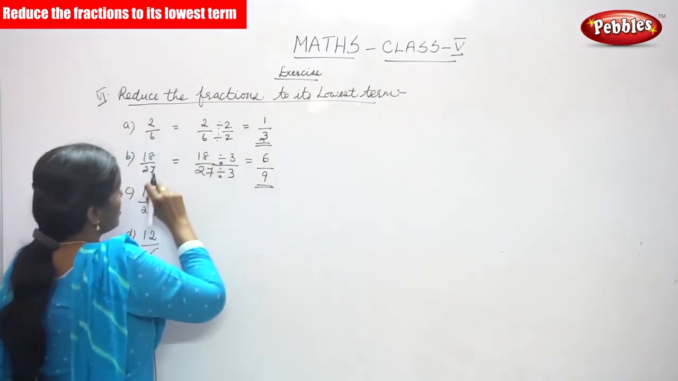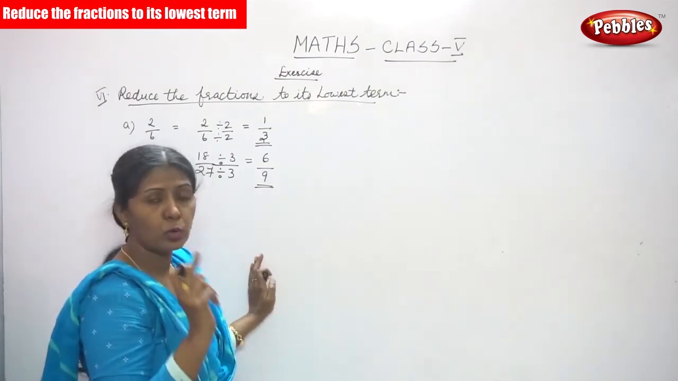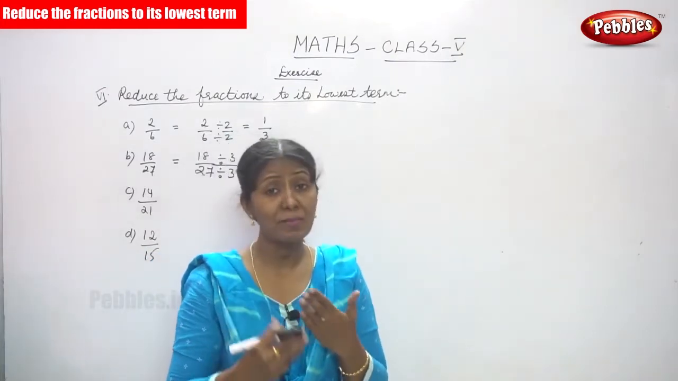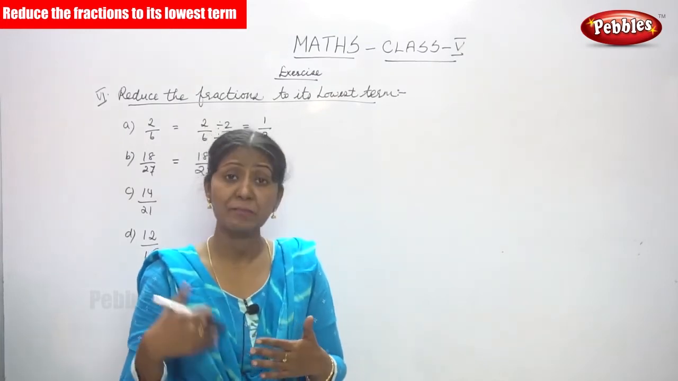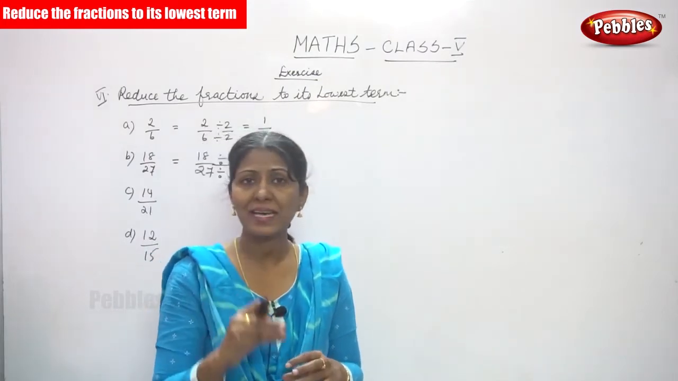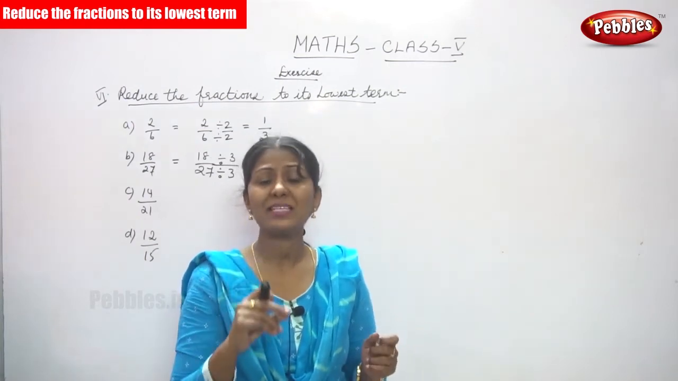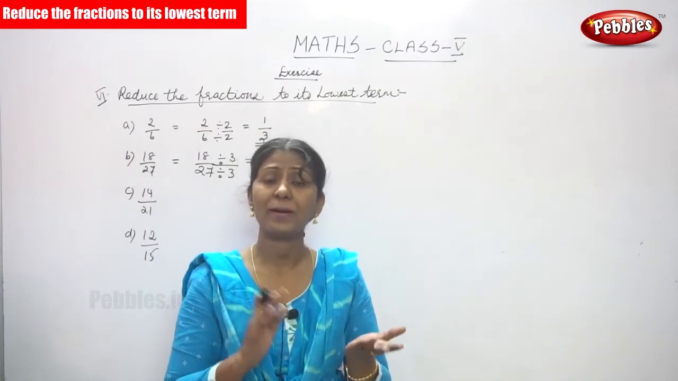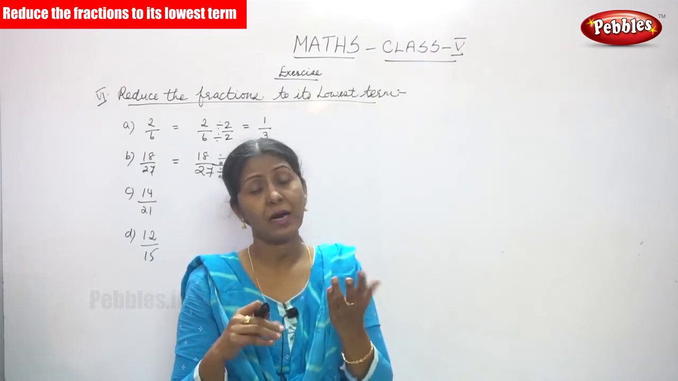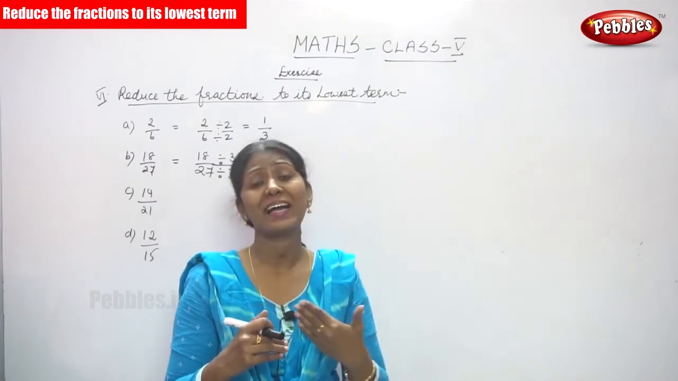Before that 18 by 27, we had seen 2 by 6. Again I'll tell you, 2 by 6 is a fraction. You have to make the fraction as much in the lowest term, as simple as possible. That is called a lowest term. So first you have to divide the fraction. You must take the common factor. So what is the common factor for both numbers? Common factor means you can multiply or divide, but the number is divided by or multiplied by both the numerator and the denominator.